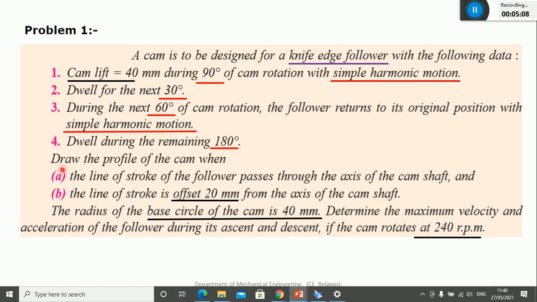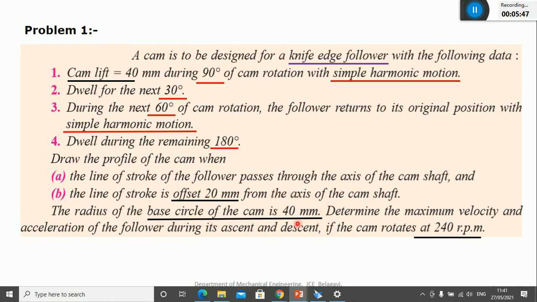And you need to draw the profile of the cam for 2 different conditions. First condition: the line of stroke of the follower passes through the axis of the cam shaft. This is nothing but a radial follower, in which the axis of the follower passes through the center of the cam shaft. And one more condition is the line of stroke is offset by 20 mm from the axis of the cam shaft. And the last one is the radius of the base circle of the cam is 40 mm. This is also very important.